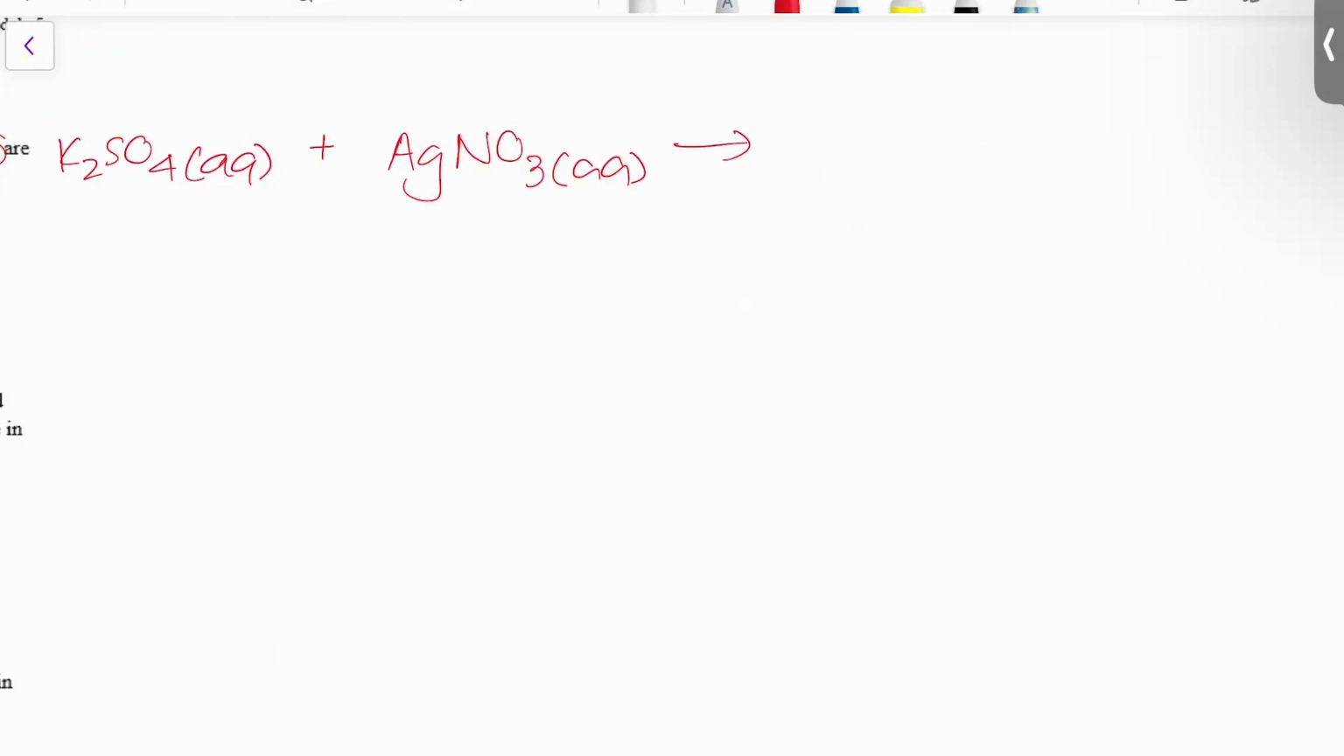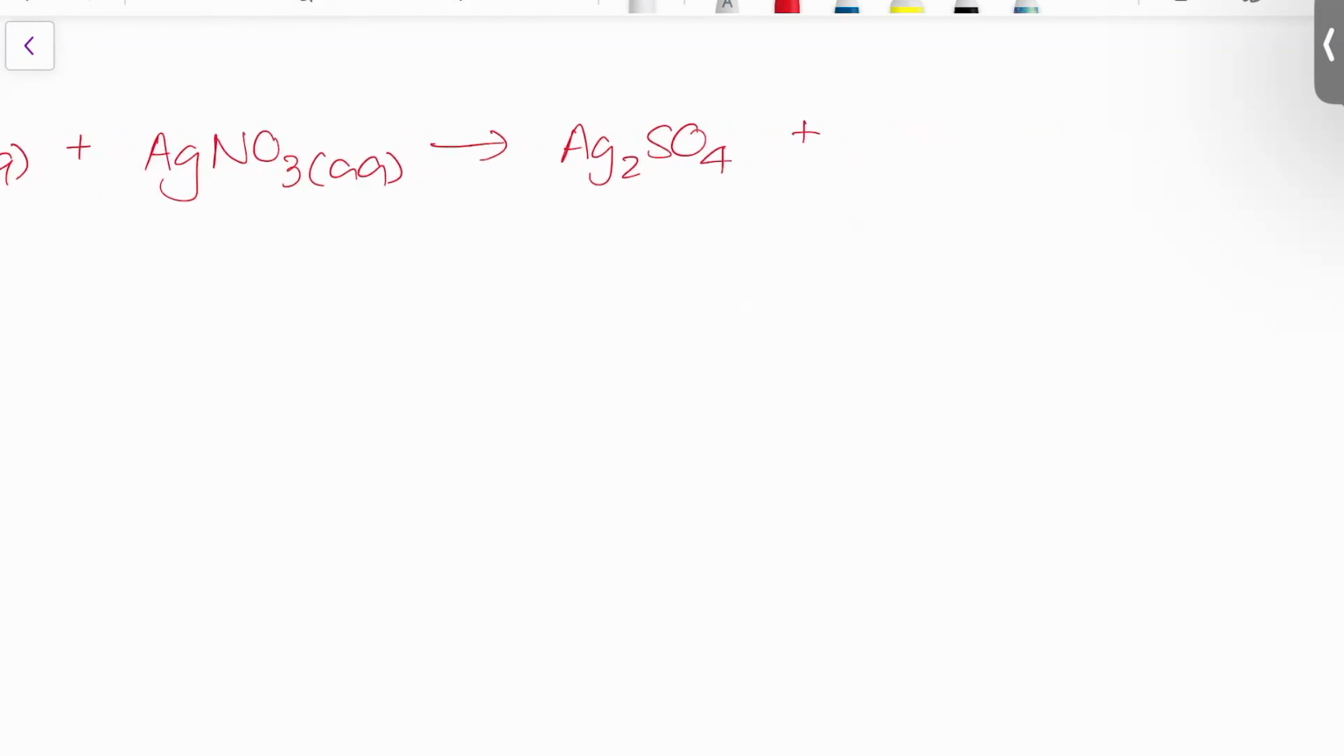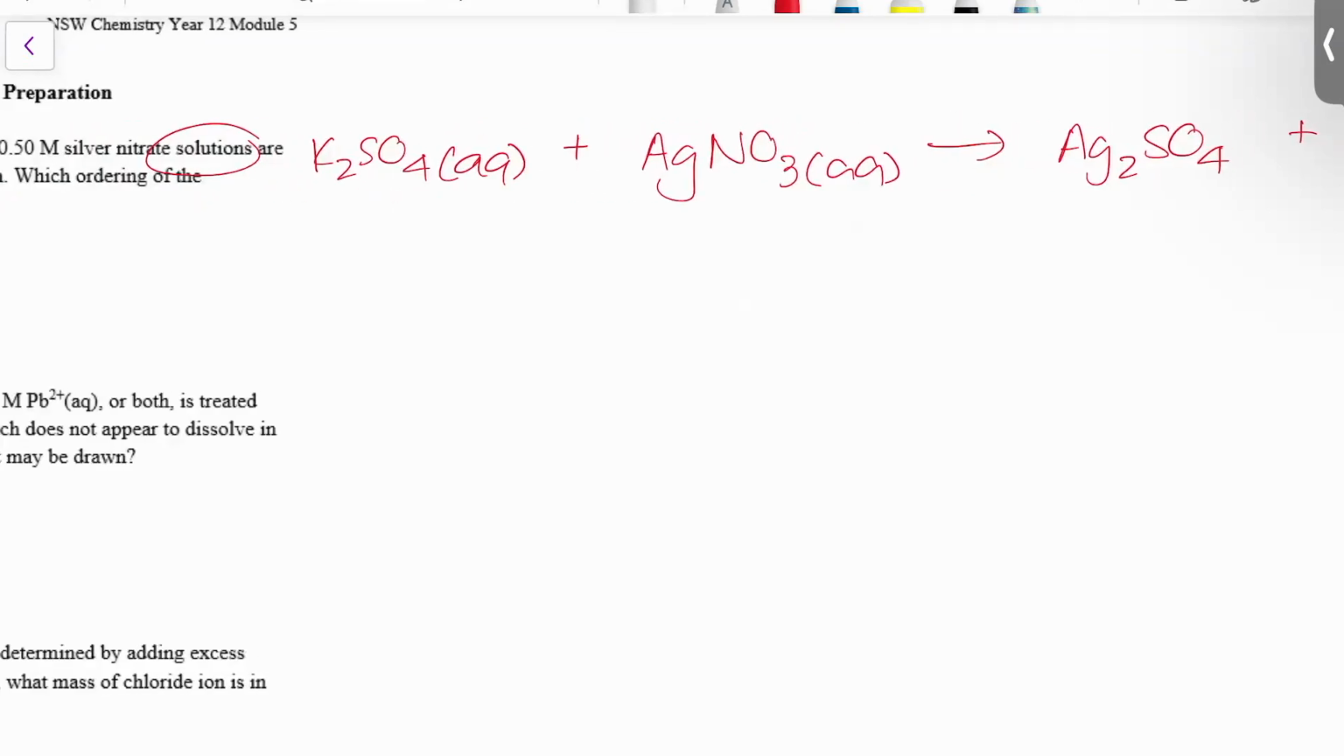And what's the formula for silver sulfate? Ag2SO4. And what's the formula for potassium nitrate? KNO3. And now this is a precipitation reaction.